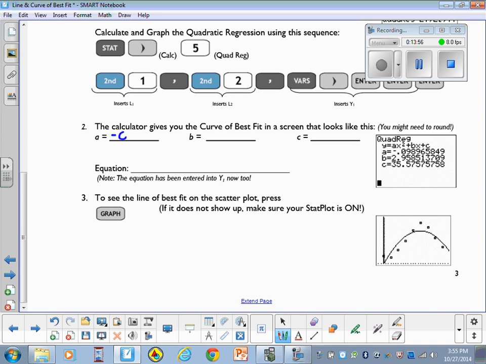So, A is going to be negative 0.10. B is going to be 2.96. And C is going to be 35.58. I'm rounding to two place values. Our equation is going to be y equals negative 0.10x squared plus 2.96x plus 35.58.